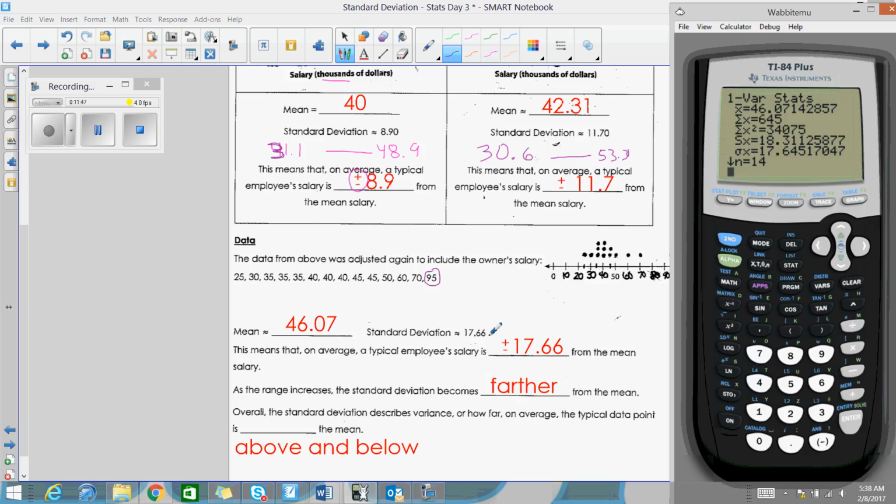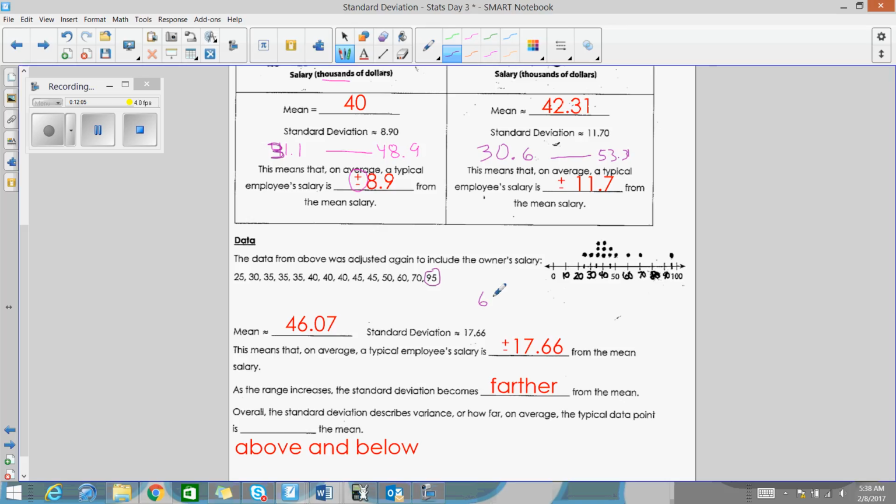But notice this new standard deviation gives us a bigger range of data. This is telling us that now the majority of the meat of our data is going to fall in between. If you go 46.07 plus 17, that's going to be 63.73. That's on the high side. And then on the low side, 46.07 minus 17 is roughly 23 point something, whatever it is.